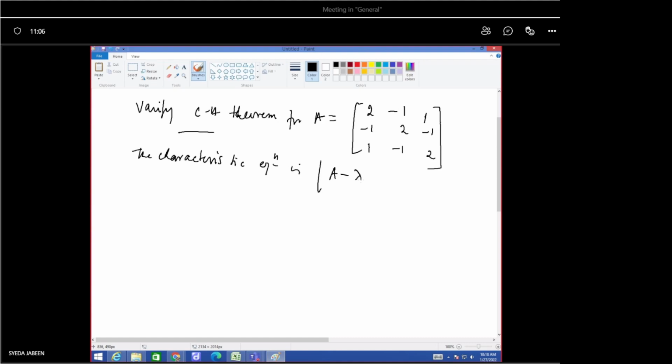What is A minus lambda I? The determinant of this is equal to 0. Now you construct the equation. Now what do we have to do? If you take the determinant, then you will get some polynomial. So we have to find that. What polynomial are you getting?